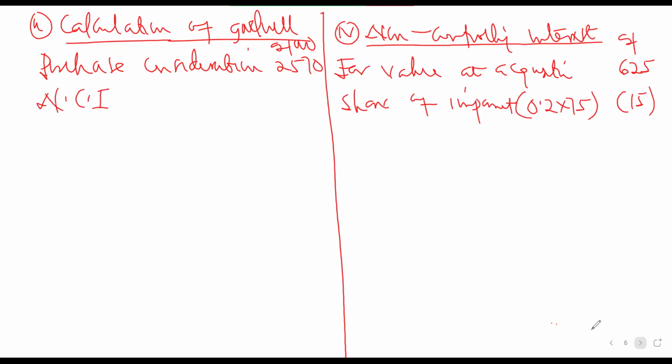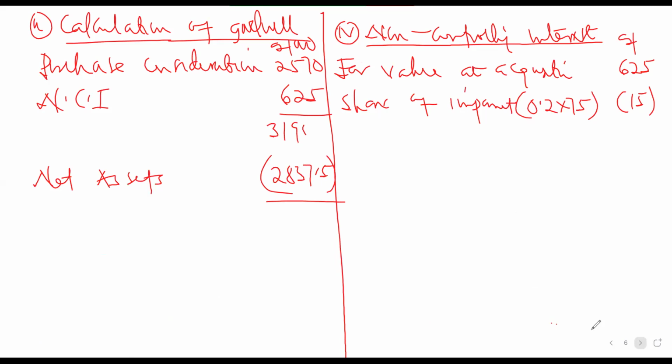So let's come to the goodwill calculation. What we do is that we bring our NCI here. So let's total, then we bring our net asset here. The net asset at acquisition is 2837.5. Please, what is the total for 2570 plus 625? I'm having 3195. So what will be the goodwill at acquisition? I'm having 357.5.